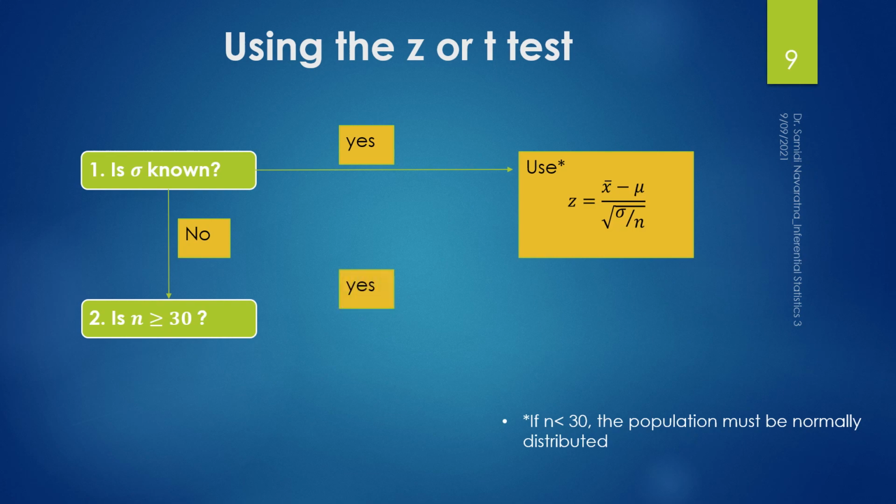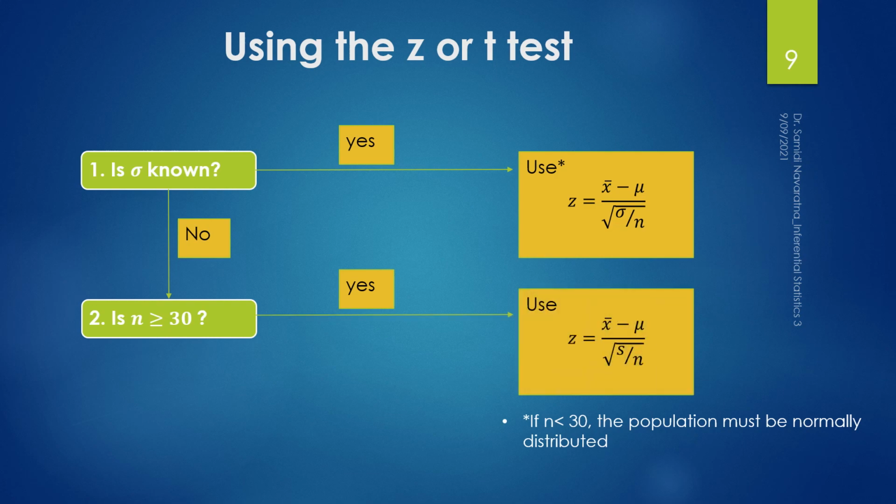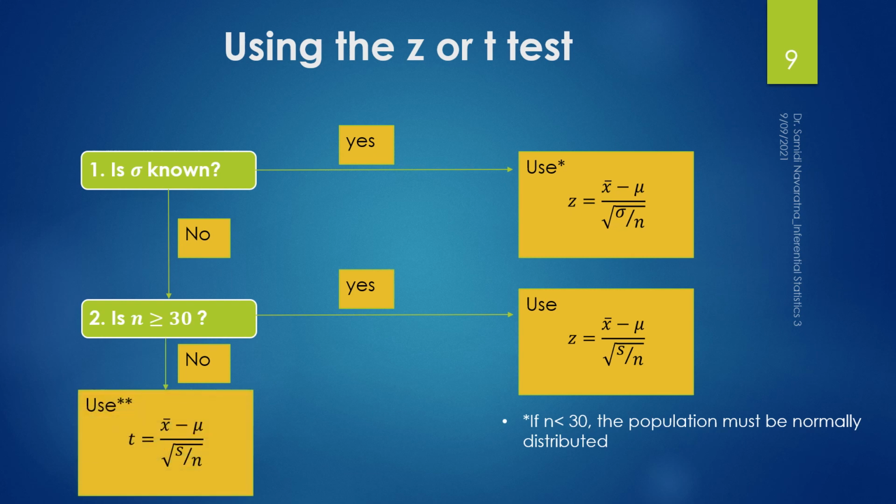Then, if the answer is yes, then you can again use the z-test with standard deviation of the sample used instead of the population standard deviation. Then, if the sample is smaller than 30, then you can use the t-test with the standard deviation of the sample in place of the population standard deviation.